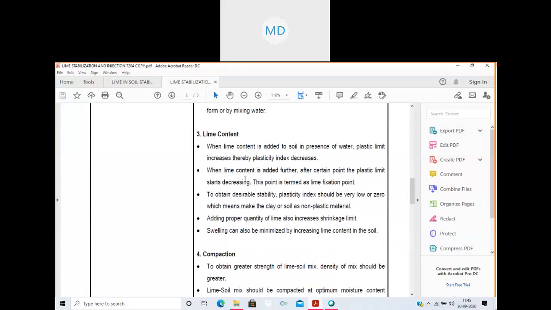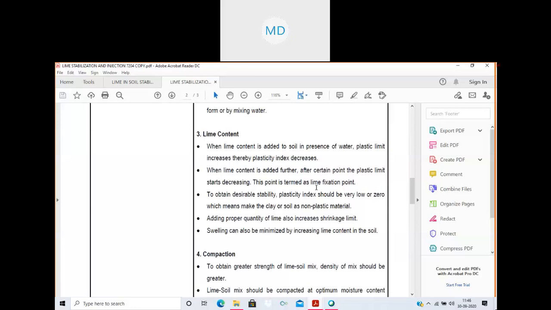When lime is added further, after a certain point the plastic limit starts decreasing. This point is termed as the lime fixation point. Okay. You continue to add lime to the soil, and the plasticity index keeps on decreasing. At a certain point it will stop, or become zero, and then the plastic limit will start decreasing. That point is termed as the lime fixation point. Okay, you can mark this line. If a 2 mark question comes, you may get questions of this type. What is lime fixation point?